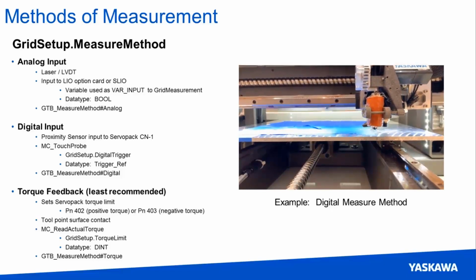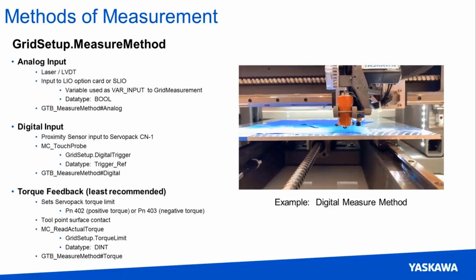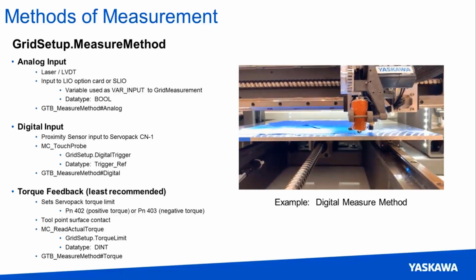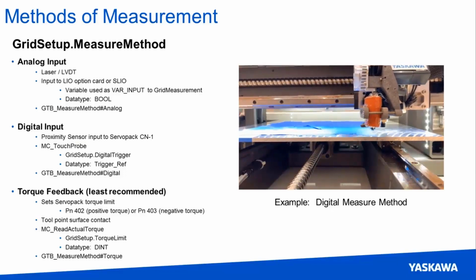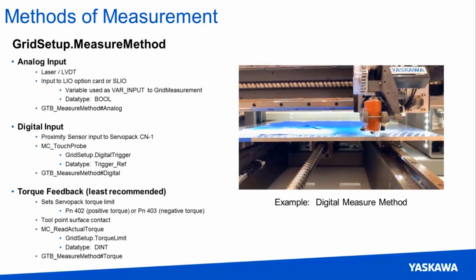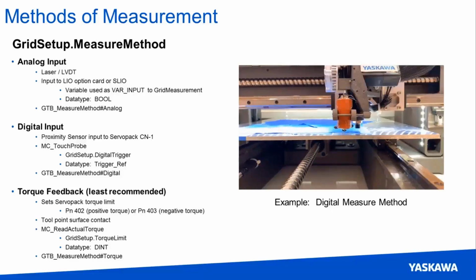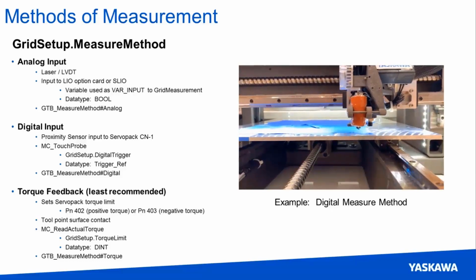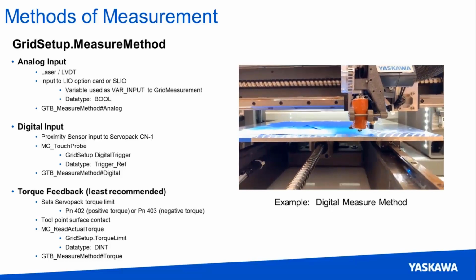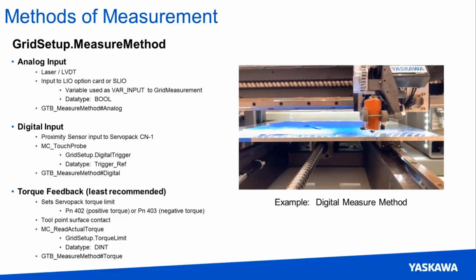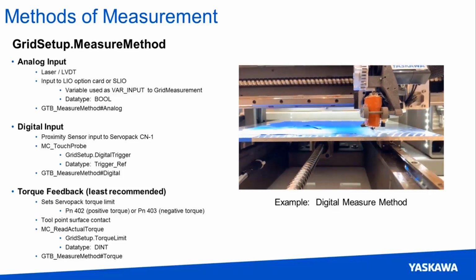What the torque feedback measurement method does, it's the most complex of the 3. It will set the torque limit of your servo pack for the Z-axis in this case. It'll either be PN402 for positive torque or PN403 for negative torque. If your torque is decreasing as you get closer to the bed, then PN403 will be set, and 402 will be set if it's the other way around. So, as I said, this is a tool point surface contact, and it's going to come down and ideally just gently touch the bed. It will hit its torque limit and record the position of the axis.